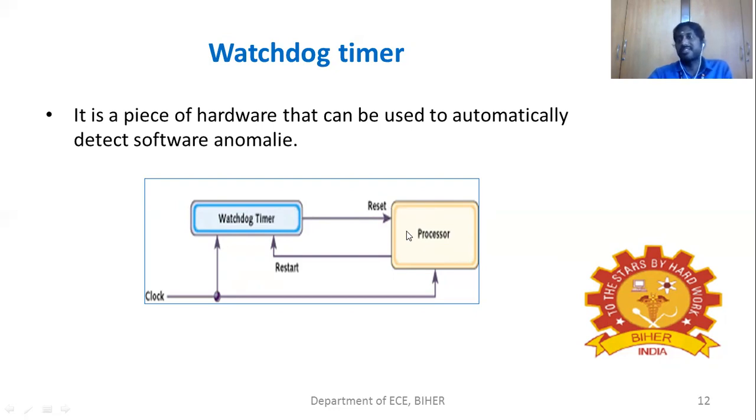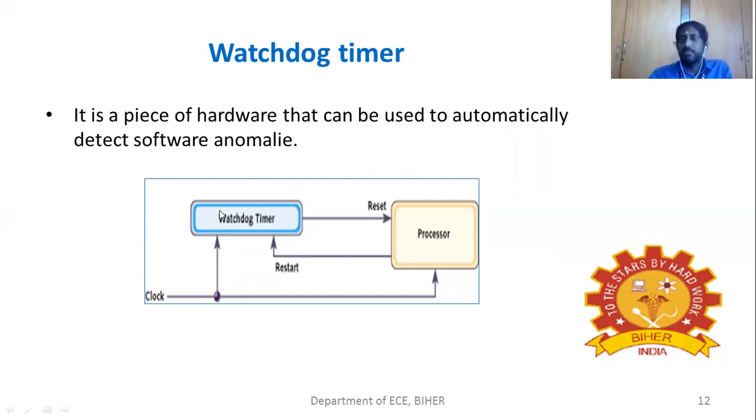Then how does the processor communicate to the Watchdog timer? It sends a restart signal to the Watchdog timer. If the Watchdog timer receives a restart signal, then it resets the processor. The meaning of that reset signal is that software issues or other issues have occurred. So we need to reset the microprocessor or controller at this time. So that is the role of a Watchdog timer.